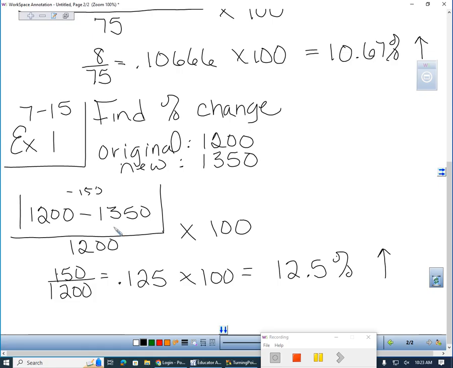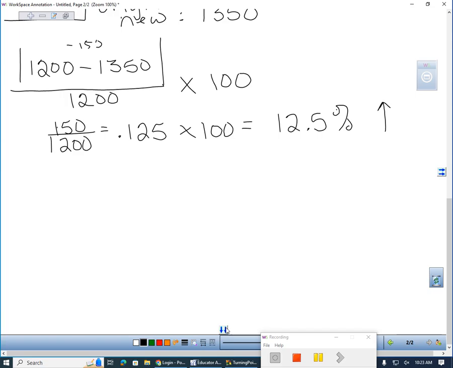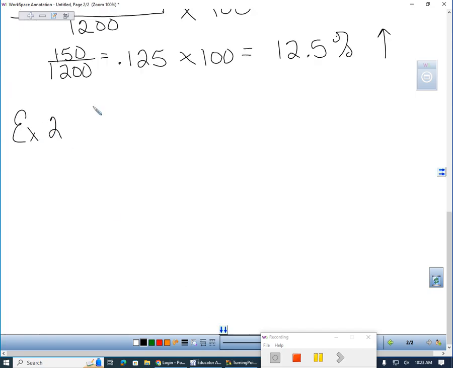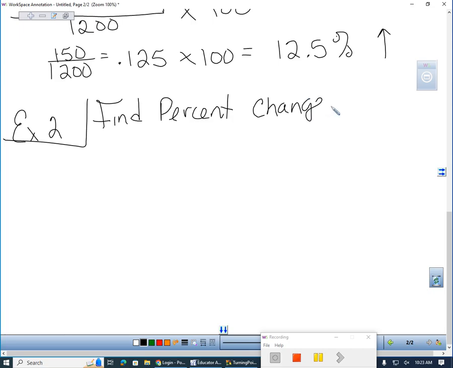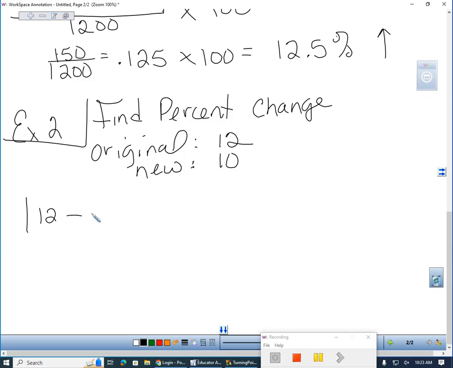Okay, let's try another one. Example number 2. Find percent change. Let's say the original is 12 and the new is 10. So we do the absolute value of the original minus the new divided by the original. Then we times by 100.